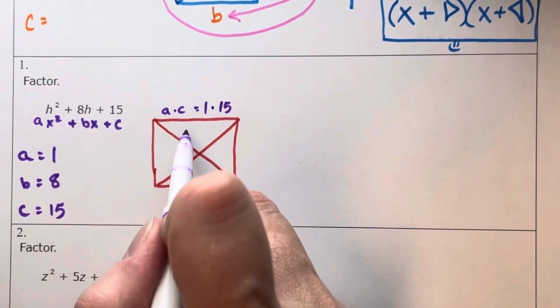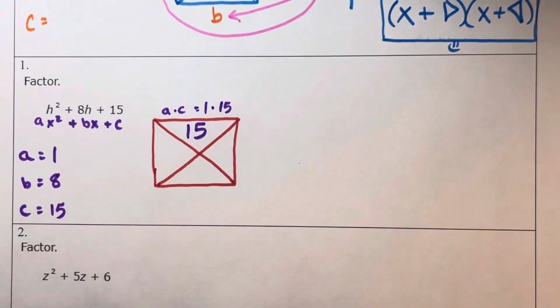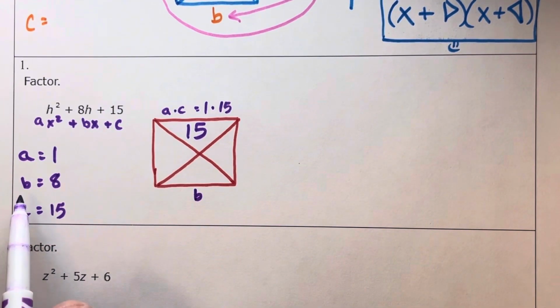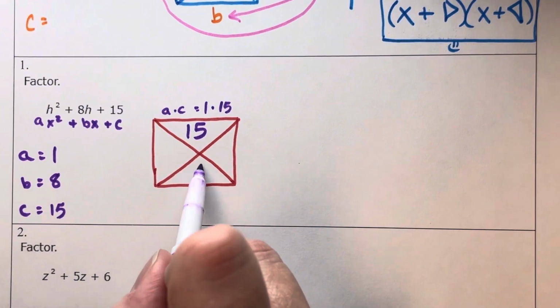So 1 times 15, well, that's clearly 15, and that lives in the top of your box. At the bottom of your box is going to be your B value. So my B value was 8.